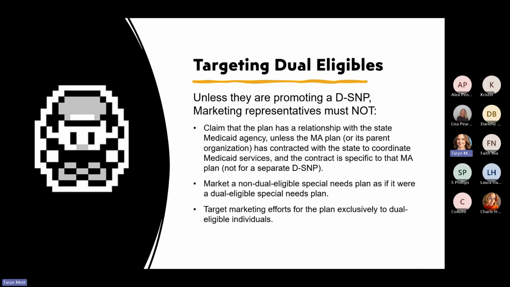Dual eligibles: unless they are promoting a DSNP, marketing representatives must not claim that the plan has a relationship with the state Medicaid agency unless the MA plan or its parent organization has contracted with the state to coordinate Medicaid services, and the contract is specific to the MA plan, not for a separate DSNP. Do not market a non-dual eligible special needs plan as if it were a dual eligible special needs plan. Do not target marketing efforts for the plan exclusively to dual eligible individuals.